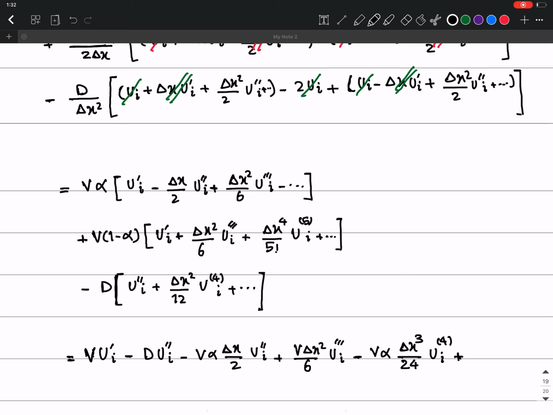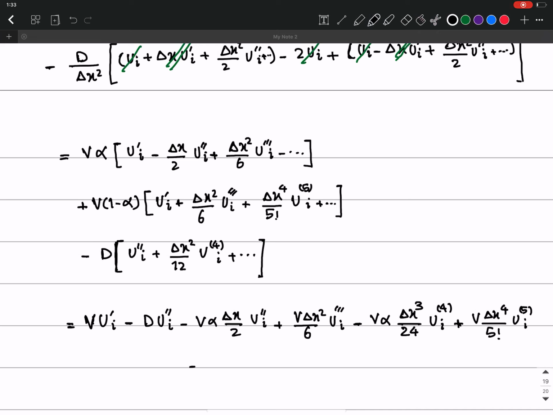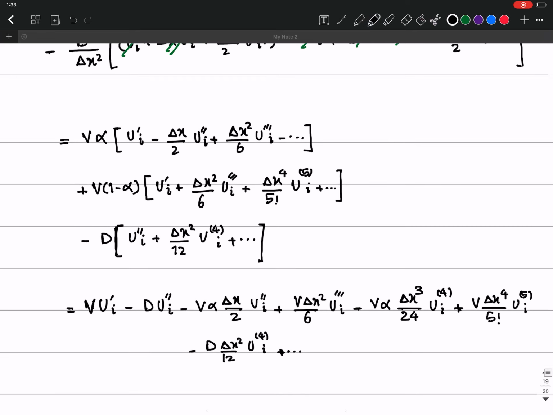And I haven't written all of them, but I'm just writing the final solution. And then I will have v delta x to power 4 over 5 factorial u 5 I, and then finally you have minus d delta x squared over 12 u 4 I, and you have other terms that I'm not going to write. Okay, so this is just the first terms.